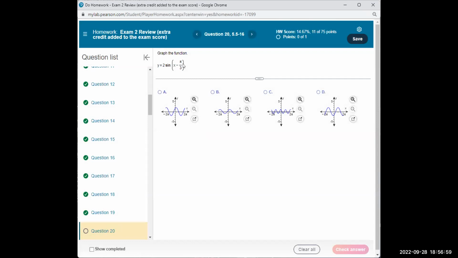Okay, graphing the function here. Notice that there's a phase shift. The period is not going to change. It's 2 pi, but it's shifted to the right pi over 3 units. And the amplitude is 2. So let's take a look at some of these graphs. I'll start with A.